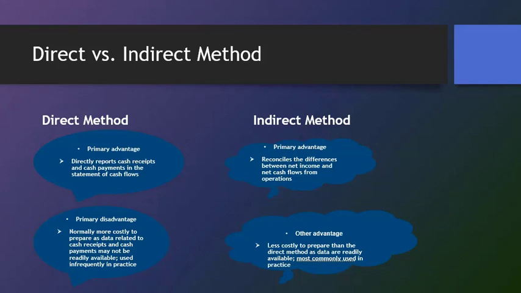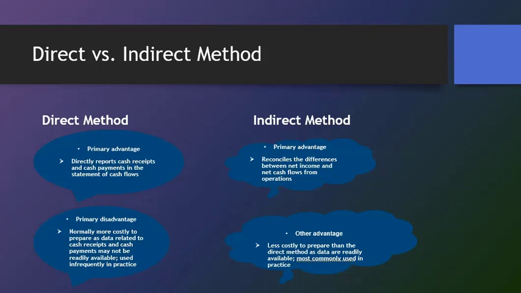Okay, now here's what I want to emphasize. The only difference between the direct method and the indirect method is the operating section. Okay, the investing section and the financing section looks exactly the same under both methods. And in terms of the operating activities section, the bottom line will be the same regardless of which method we use. It really comes down to the level of detail in our approach. With the direct method, we detail every source of cash and every use of cash.